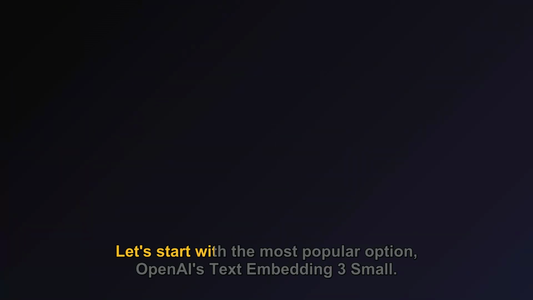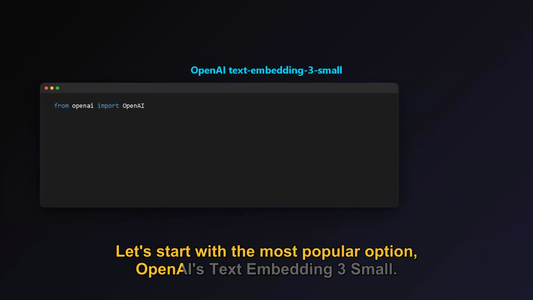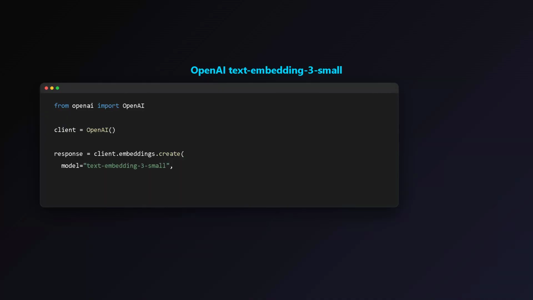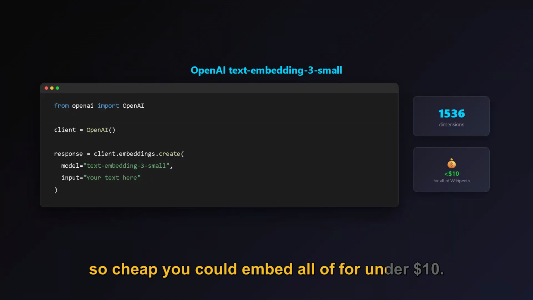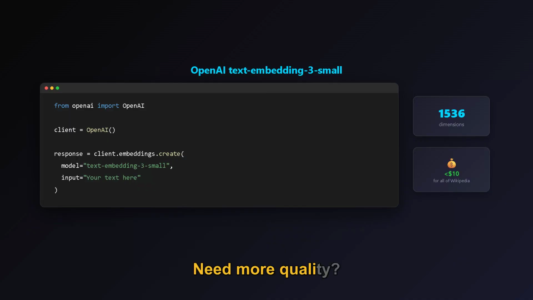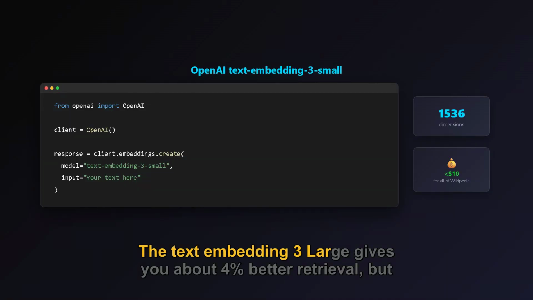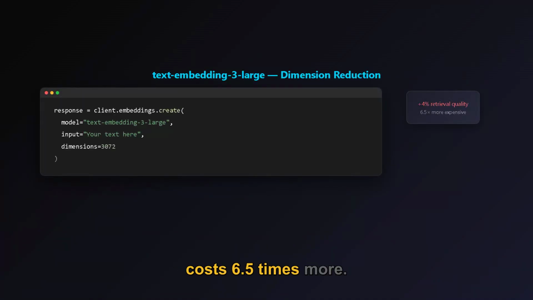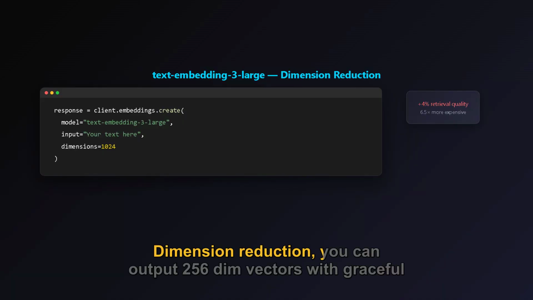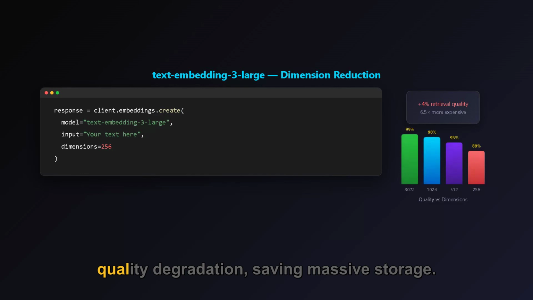Let's start with the most popular option, OpenAI's Text Embedding 3 Small. It's the workhorse, 1536 dimensions, good enough for most apps, and so cheap you could embed all of Wikipedia for under $10. Need more quality? The Text Embedding 3 Large gives you about 4% better retrieval, but costs 6.5 times more. Its killer feature: dimension reduction. You can output 256 dim vectors with graceful quality degradation, saving massive storage.